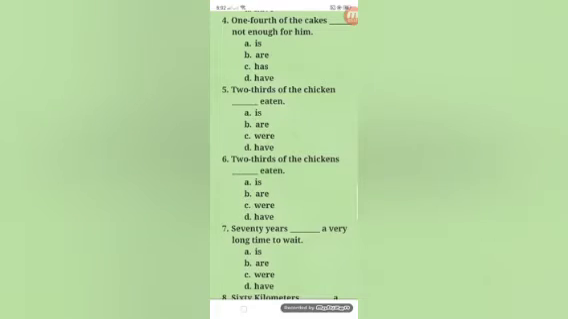But here in number 6, chickens, that means there are lots of chickens, maybe 10 or 20 whatsoever, and 2/3 of that. We're referring here to the number. So here number 5, 2/3 of the chicken is eaten, and then 2/3 of the chickens are eaten.